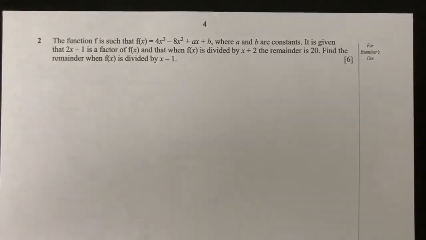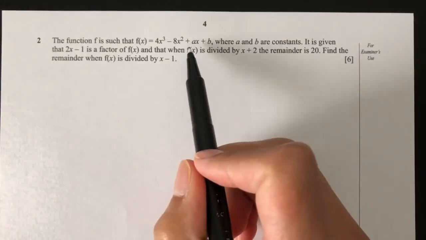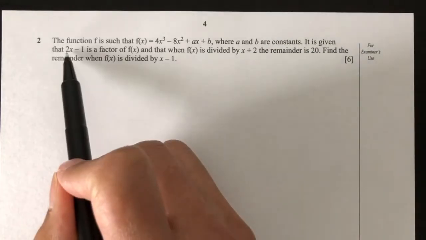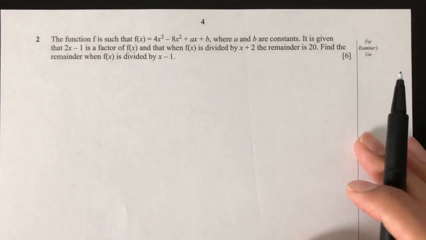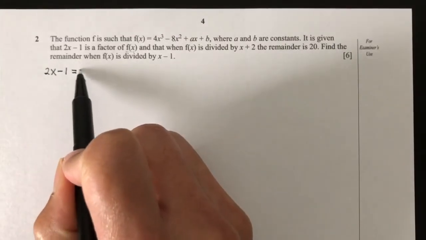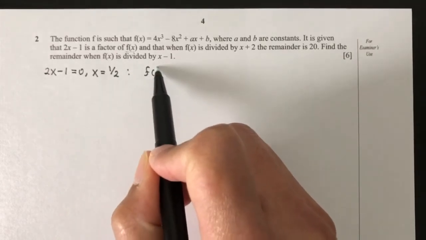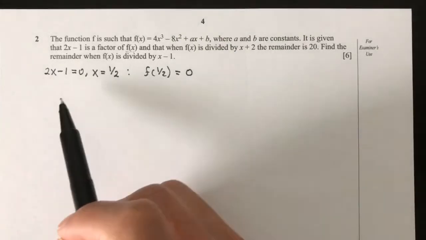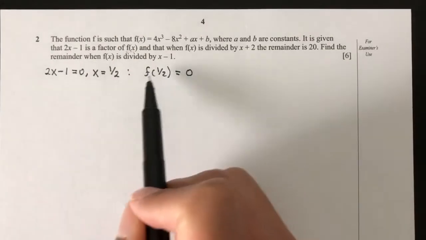Here we have a function f of x equal to 4x cubed minus 8x squared plus ax plus b, where a and b are constants. It is given that 2x minus 1 is a factor of this. If you equate it to 0, you have x equal to half, which means f of half is equal to 0. Basically, if you divide by this factor, your remainder will be 0. That's the first equation we can have.